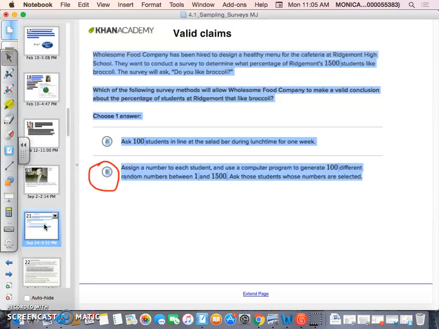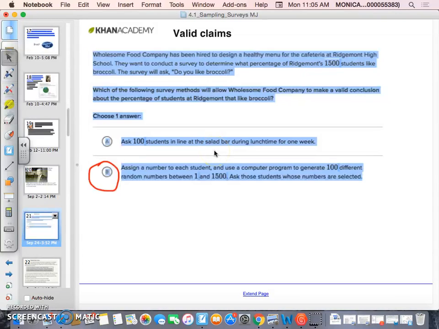All right, so if they did a census, they would ask all of them. So the population here is Ridgemont High School students. So which of the following survey methods will allow Wholesome Food Company to make a valid conclusion about the percentage of students at Ridgemont that like broccoli? So if they asked 100 students in the line at the salad bar during lunchtime, that would probably skew their results towards liking broccoli, because generally people at the salad bar probably like vegetables, right?